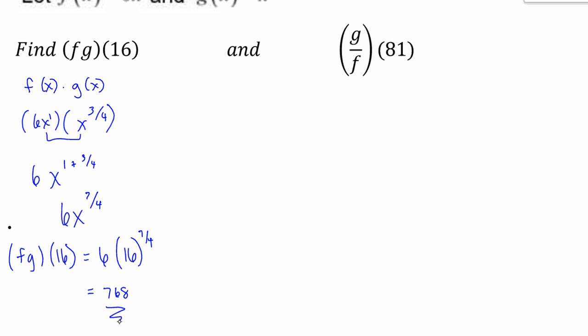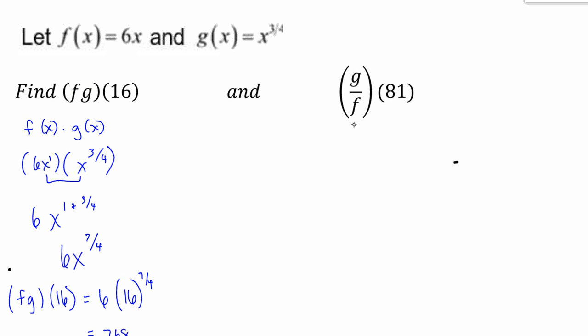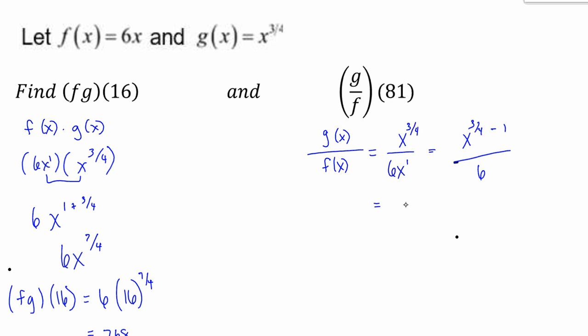All right, g divided by f of 81. So we're going to take g of x divided by f of x. This time it's x to the 3/4 on top, divided by 6x. When you're dividing exponents, you subtract them. So it's going to be x to the 3/4 minus 1. And that's over the 6. The 6 doesn't go anywhere. So this becomes on top x to the negative 1/4 over 6.